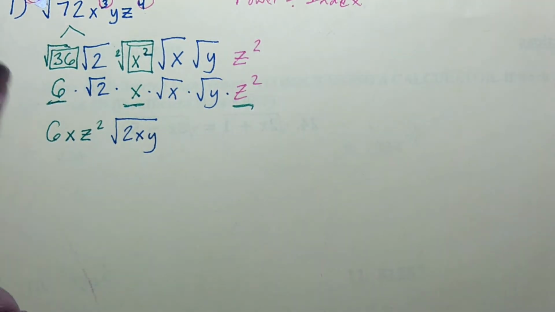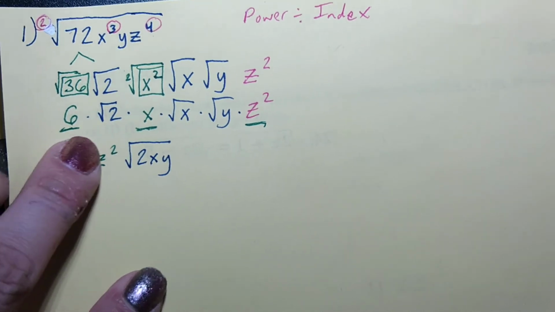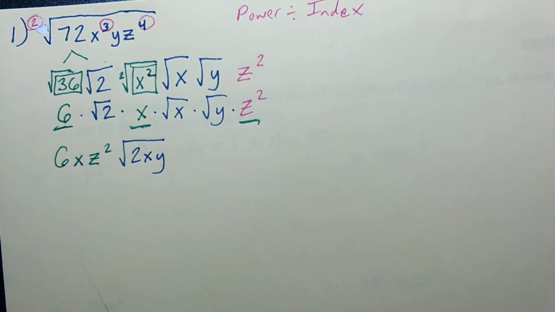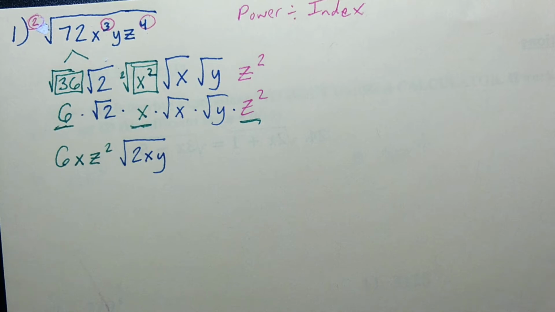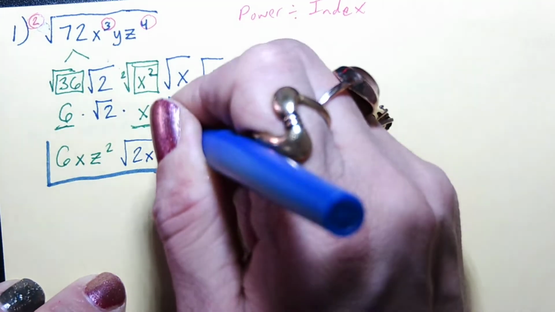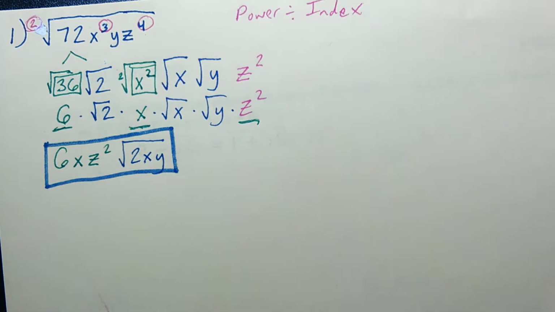So when it's a square root, I don't have to write in that index of 2. Just know that it's a 2 when you are taking power divided by index. There's our final answer for this first one. Simplify, simplify, simplify.